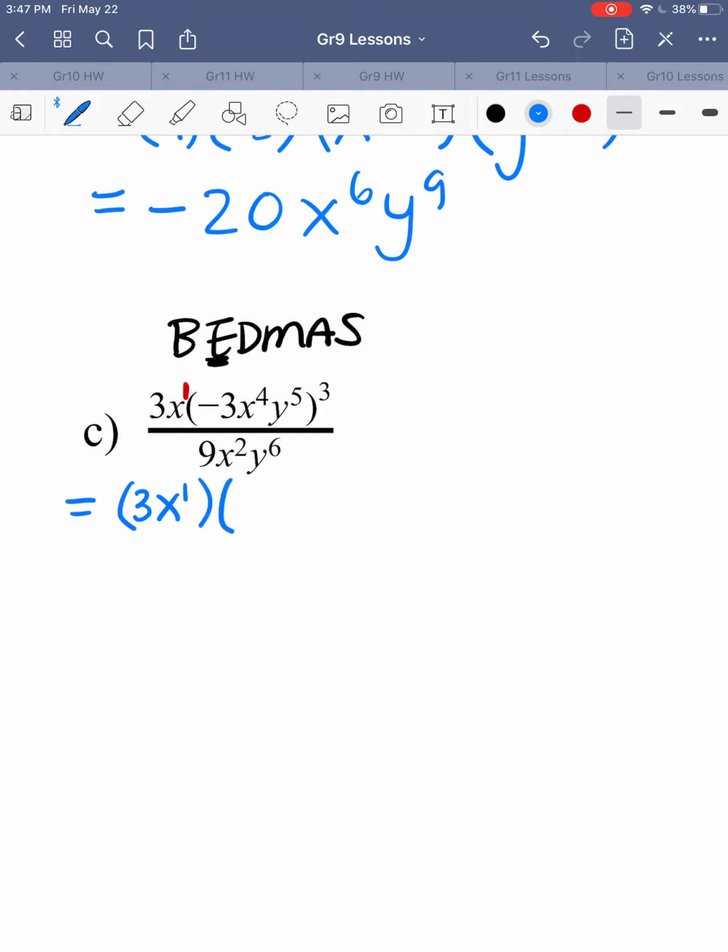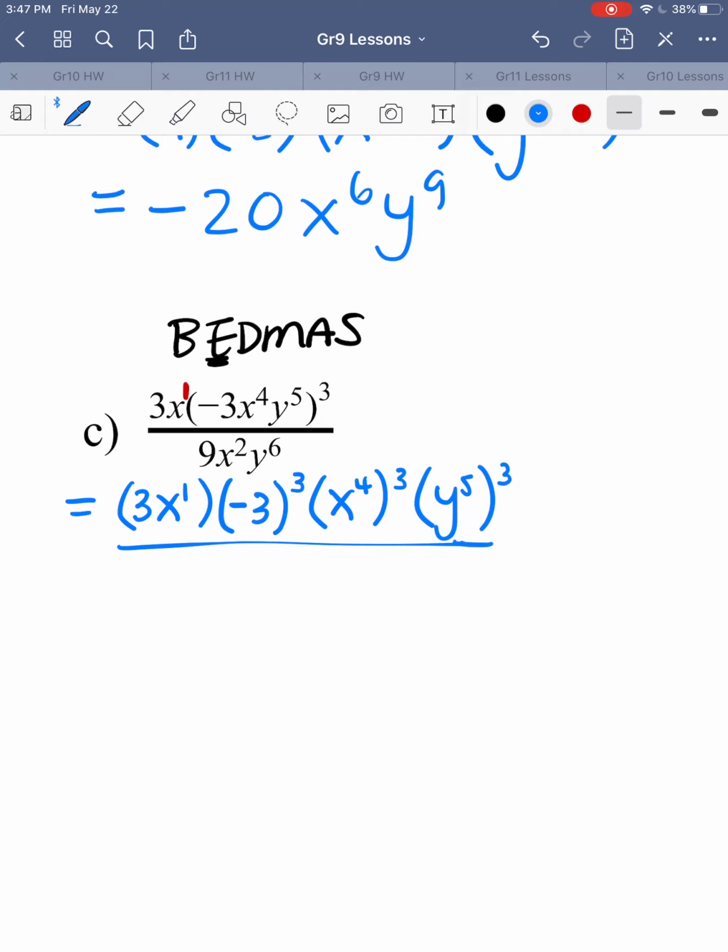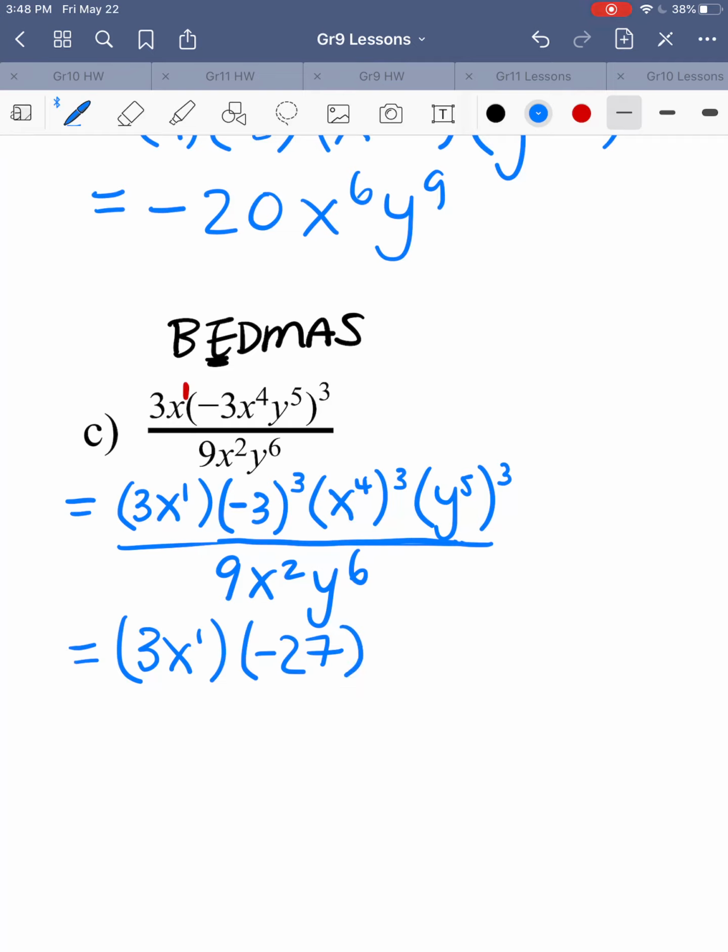And now we are going to apply that exponent of 3 to all the parts of that term in the brackets. So negative 3 cubed, x to the power of 4 to the power of 3, times y to the power of 5, and then to the power of 3, and all that is over 9x squared, y to the power of 6. So let's apply those actual exponents. Negative 3 to the power of 3, that's going to give us negative 27.